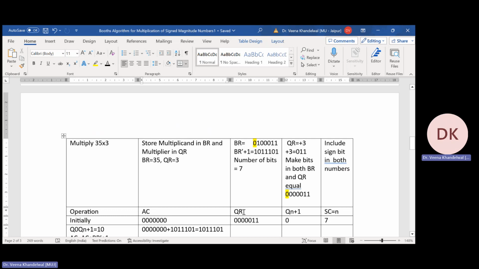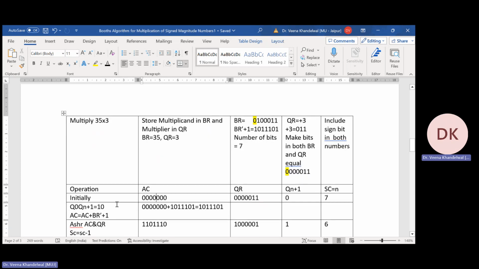We initialize QR with the QR code, and this is the code for QR. Qn plus 1, as in the algorithm, is always initialized to 0, and the sequence counter SC is equal to n, which shows the number of bits of both the multiplicand and the multiplier. Because the greater number is 7, and we convert both BR and QR into the same number of bits, which also includes sign bits, this is equal to 7.